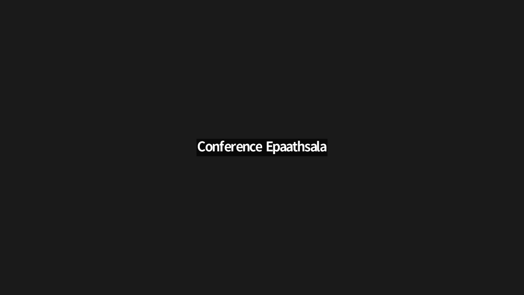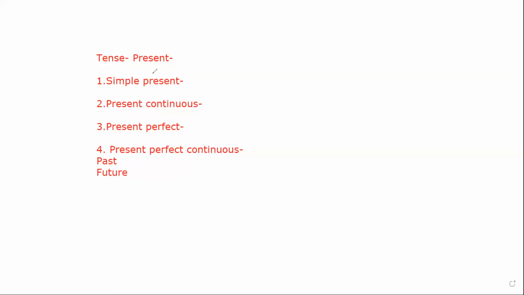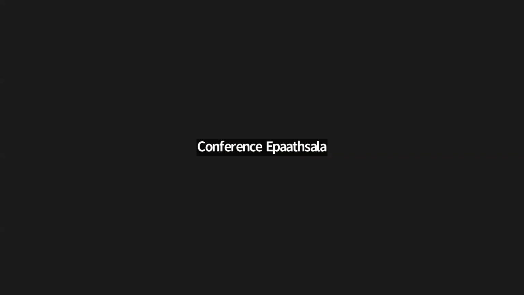So we are discussing tense. I already wrote on the whiteboard that these are the three tenses: present, past and future. Each tense has four different classifications, four different sections, like simple present, present continuous, present perfect, and present perfect continuous. Last day we already discussed what is present tense. So let me show you what is present tense.